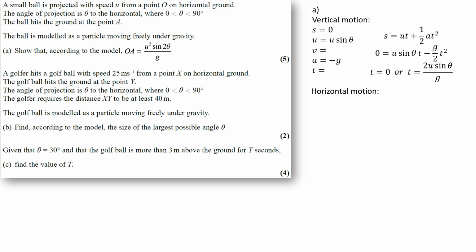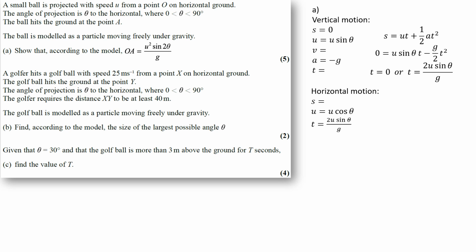Now obviously there are two moments in time when the object will have a 0 vertical displacement, but one of those moments is right at the very beginning before it flies through the air. The other moment is the time we're interested in. That's the moment when it lands. So when I look at horizontal motion, I don't know the distance. That's what I'm being asked to find. OA is the distance between where it's projected and where it lands. u, the initial horizontal speed, is u cos theta, and t is going to be the second of those two t values.